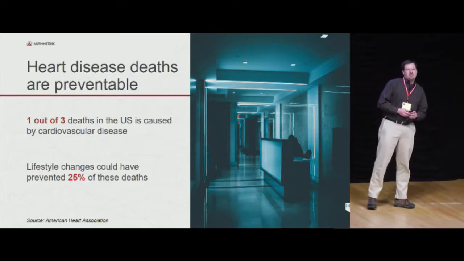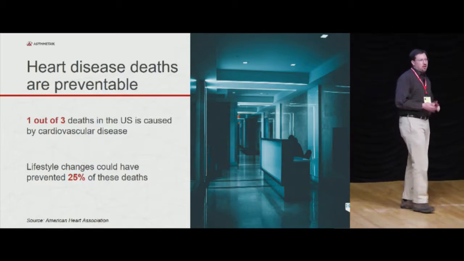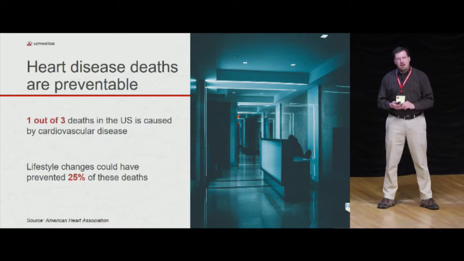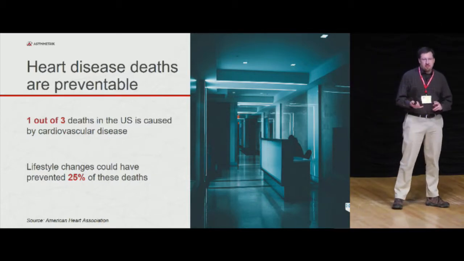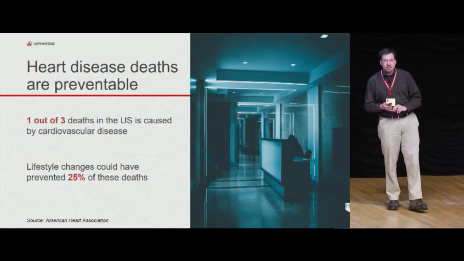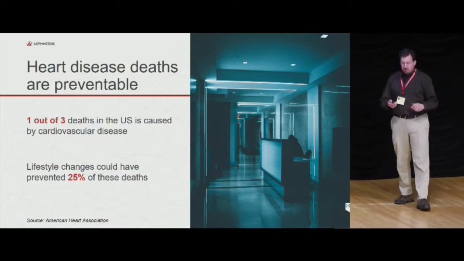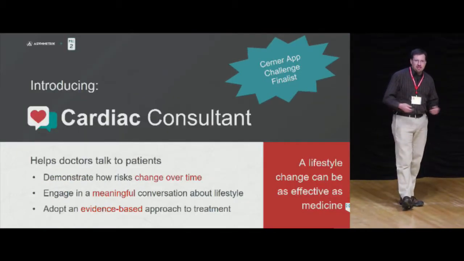Heart disease is actually the leading cause of death in the US, including heart attacks, strokes, and other cardiovascular diseases. Research has shown that lifestyle changes, things like quitting smoking and losing weight, can have a pretty big impact on the death rate around heart disease. So we built a cardiovascular risk calculator app.